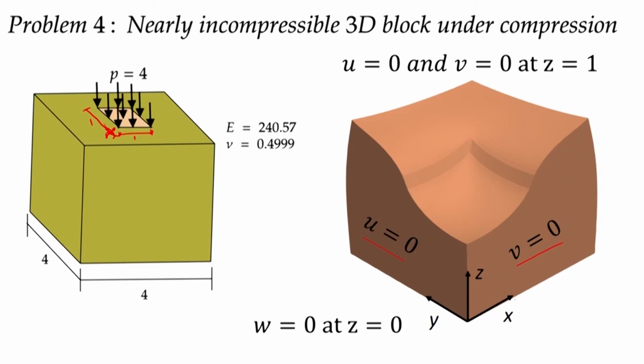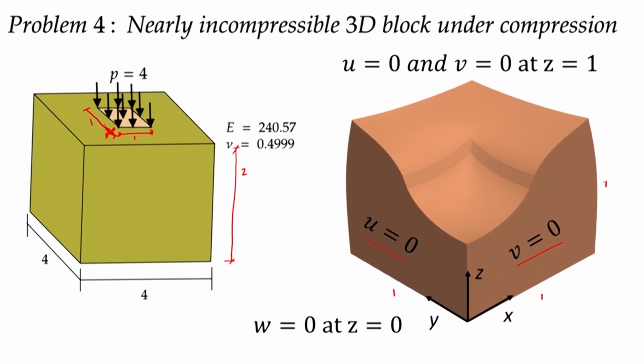So the bottom face of this block will have W equal to 0, and in the top face, U and V are 0 at Z equals 1. So again, this distance is actually 1, and this is 2, I believe. Basically this is 1, this is 1, and this is 1. So basically it is a 1 cross 1 block.